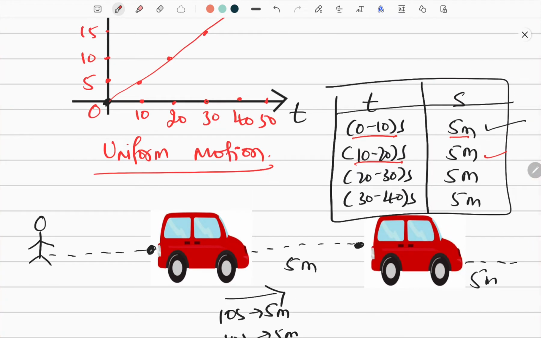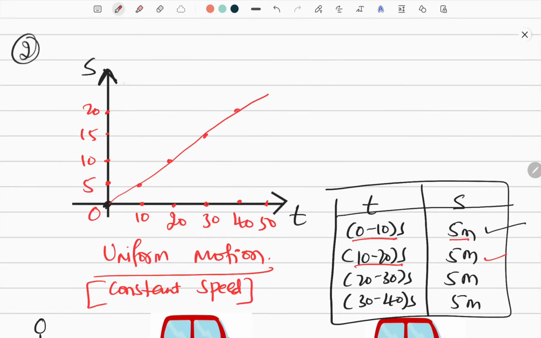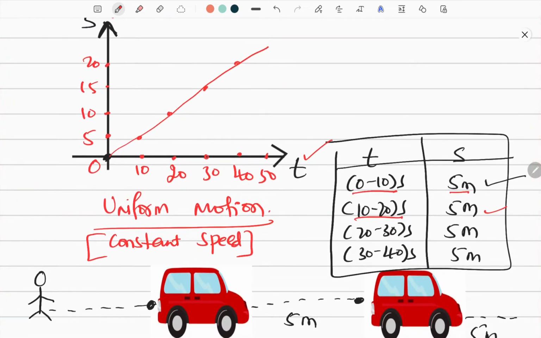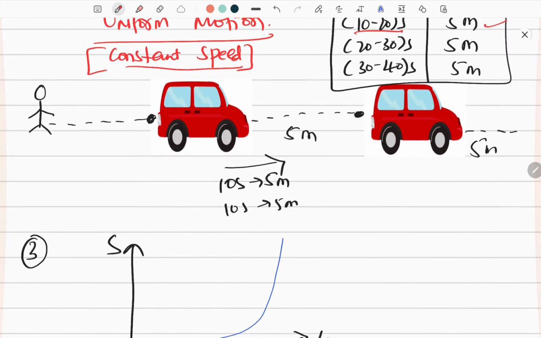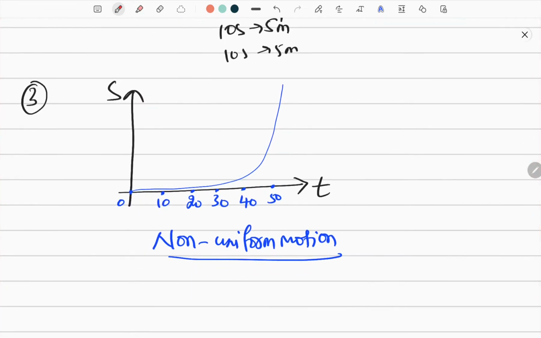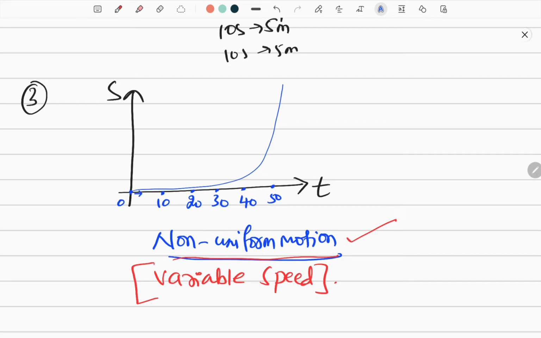Definitely one more thing: uniform motion means the body should be moving at a constant speed, correct? So if they ask you to draw the displacement time graph for constant speed, you should be able to draw this graph. If they ask you to draw the graph for non-uniform motion, you will draw that. But for sure non-uniform motion means variable speed. Speed is changing, that's why non-uniform motion is happening here. Initially the speed is very less, but afterwards the speed has increased suddenly.